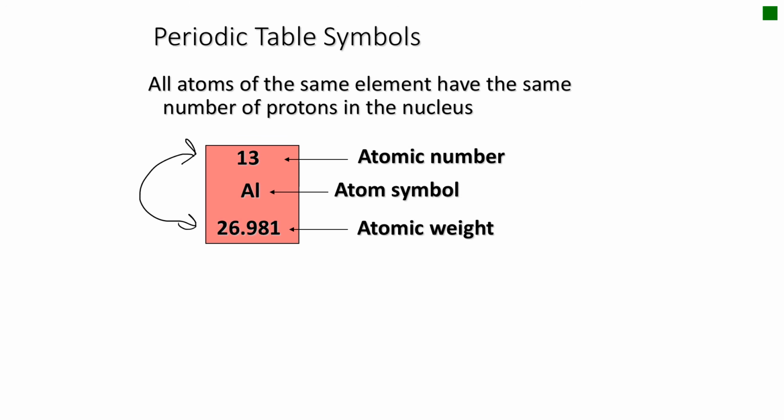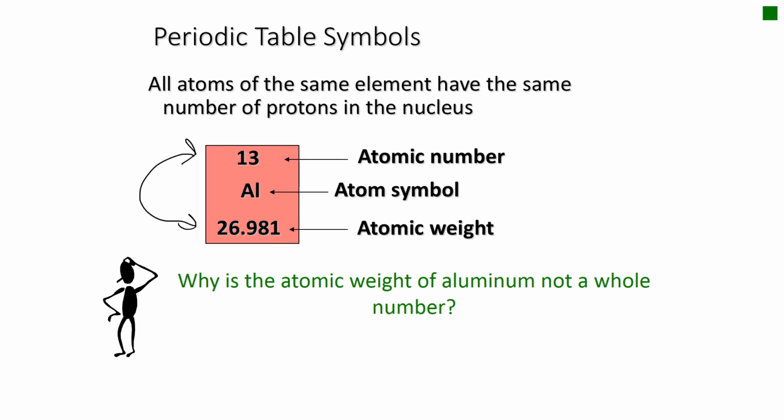How do I know which one is always going to be the atomic weight? Well, the weight includes all the protons and neutrons, so it will always be the biggest. And it is always the one that has a decimal in it as well. So here's a Thinker Buddy question, something you might see on a quiz. Pause and think. Why is the atomic weight of aluminum not a whole number?